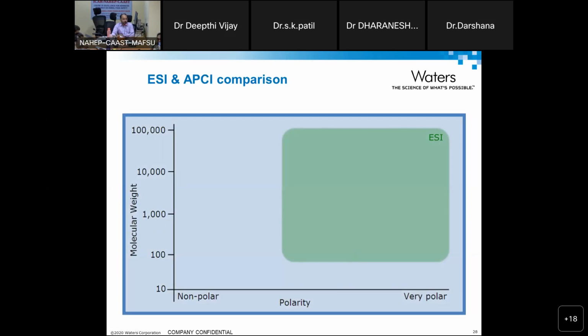So this is just the basic comparison of what type of molecules can be analyzed using ESI and APCI. As you can see, APCI can be used for non-polar to mid-polar compounds, whereas ESI can be used for mid-polar to highly polar compounds. APCI can be used for compounds with lower to mid-range molecular weights, whereas ESI can be used for lower as well as higher molecular weight compounds. So generally, electrospray ionization can be used for analysis of higher molecular weight compounds such as proteins and peptides.